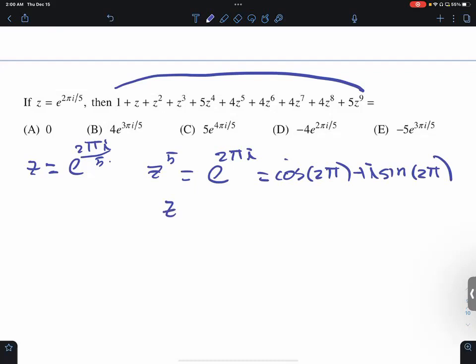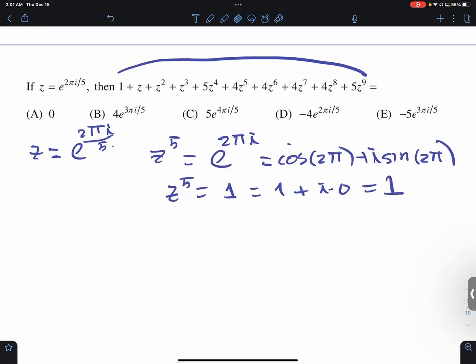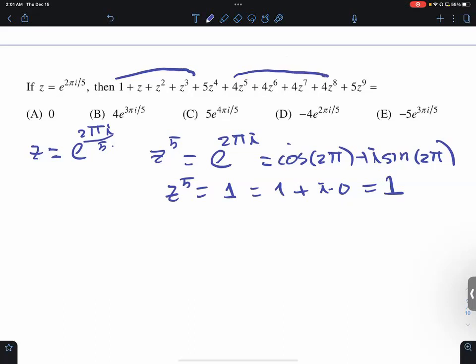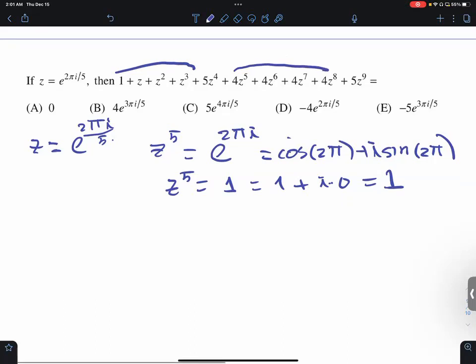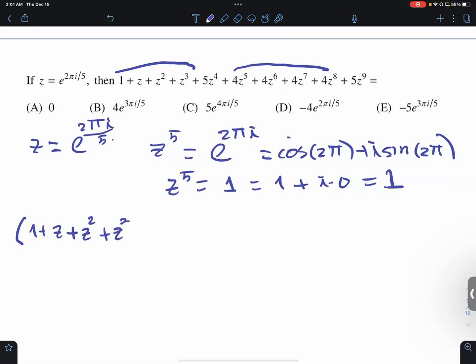and then z to the 5th power equals 1, because the cosine of 2 pi is 1 and the sine of 2 pi is 0. Now let's do some algebra here. Let's group this, and then we factor out the 4z to the 5th. We're going to have 1 plus z plus z to the 2nd plus z to the 3rd.